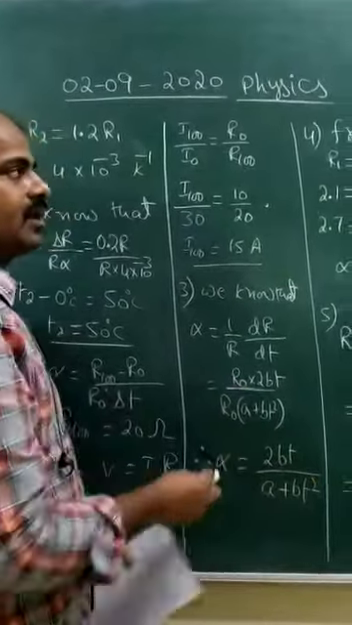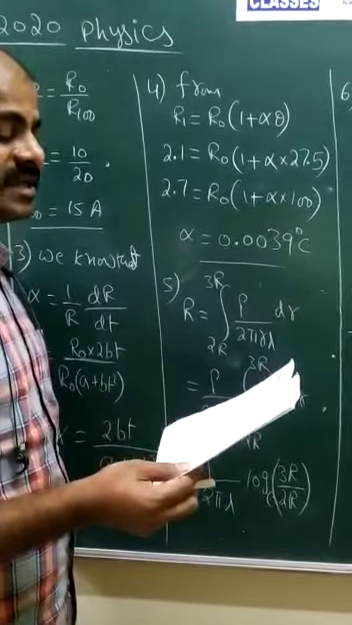Now the question number 4. A silver wire has a resistance of 2.1 ohm at 27.5 degrees Celsius and 2.7 ohm at 100 degrees Celsius. Determine the temperature coefficient of resistance of silver.